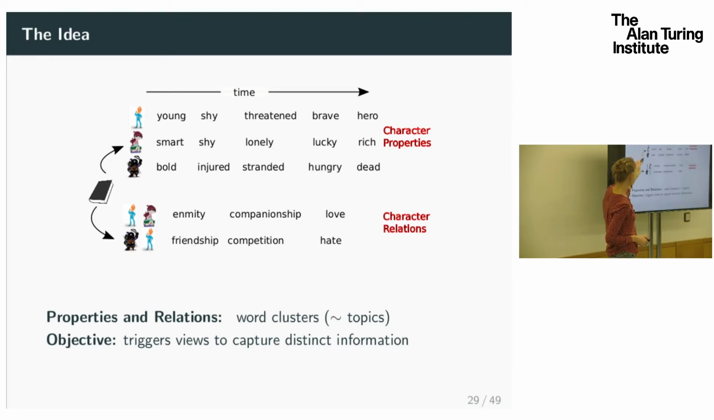Both the properties and the relations eventually are word clusters. So this is all an unsupervised clustering model. It's a bit like a topic model, and you can think of these like topics in a topic model. And I will talk a little bit later about the objective, which explicitly enforces those two views to be distinct from each other and to be each coherent and relevant to the information that the view is supposed to capture.